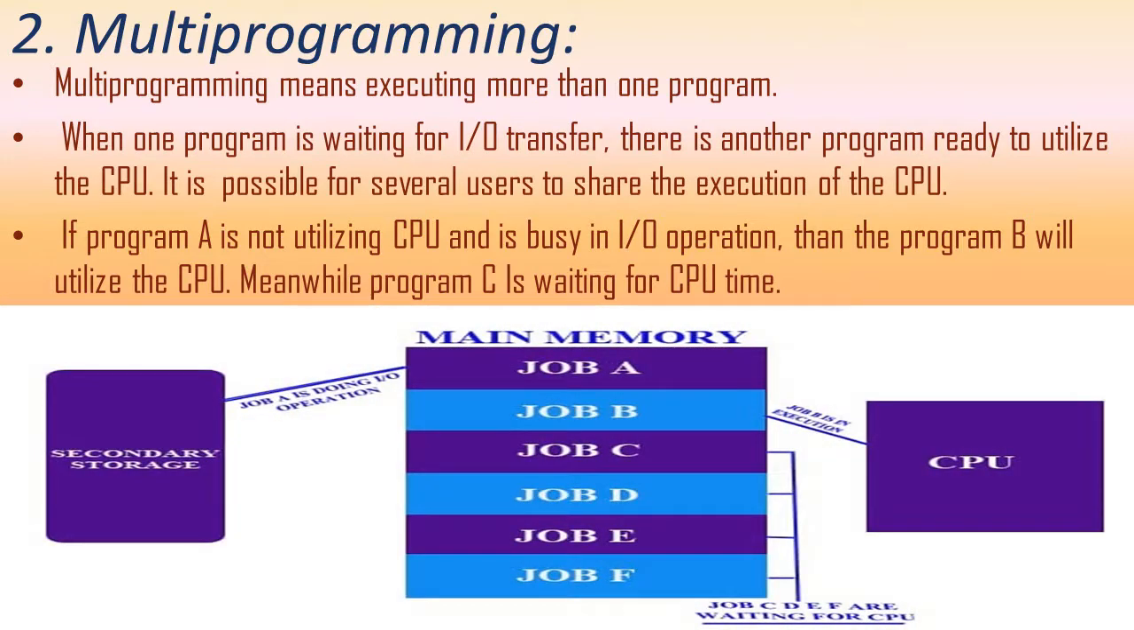Look at the diagram. Here, job A to job F were there. In that, job A is doing an input-output operation. Next to job A is job B. It is busy with the CPU timing. The leftover jobs from C to F are waiting for the CPU. The multiprogramming operating system technique executes a part of one program first, then a part of another, and so on. However, for the user, it appears as if all the programs are being executed at the same time.